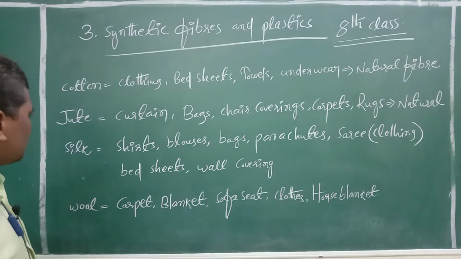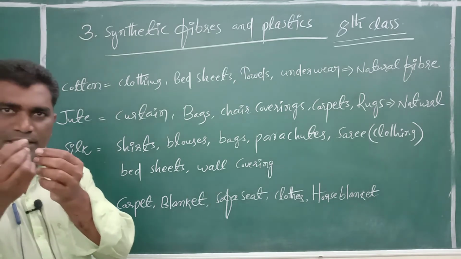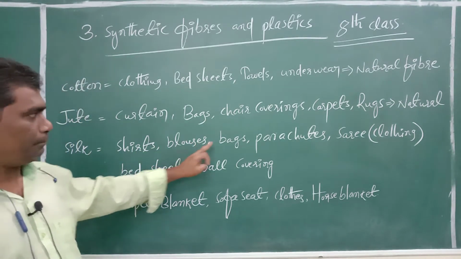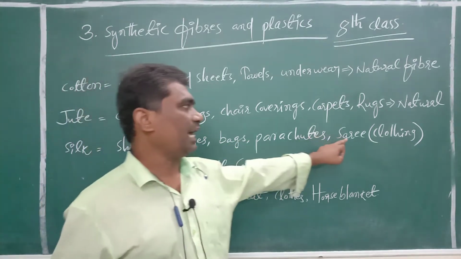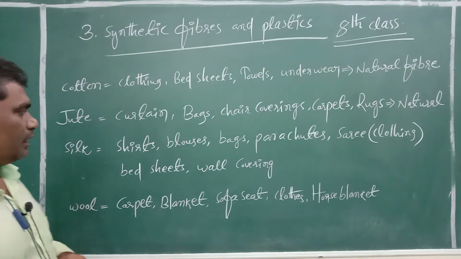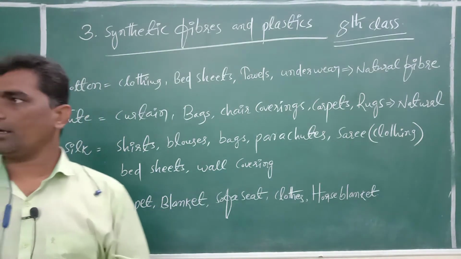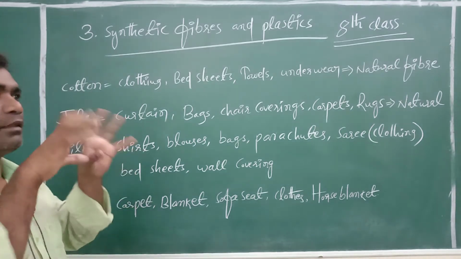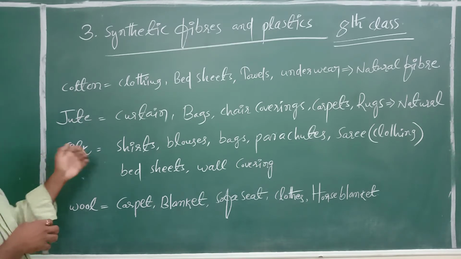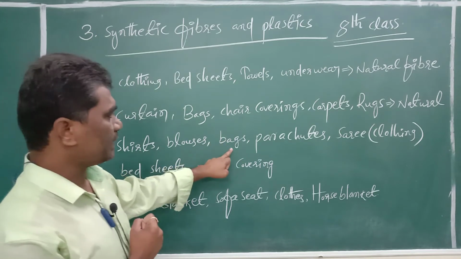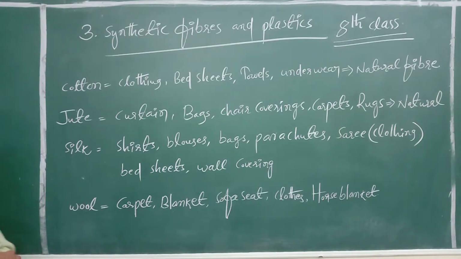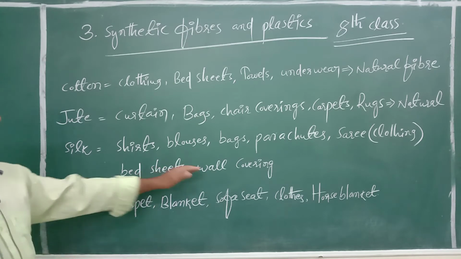Okay, so here next, silk fibers. With help of silk fibers, silk cloth is made. With help of silk cloth, shirts, blouses, bags and parachutes and silk sarees are made. Silk bed sheets. Next one, silk wall coverings, to cover the walls. Okay, to make the walls beautiful, silk cloths are used. Shirts, blouses, bags, parachutes, silk saree, bed sheets, sheets to keep on the bed, and wall coverings.